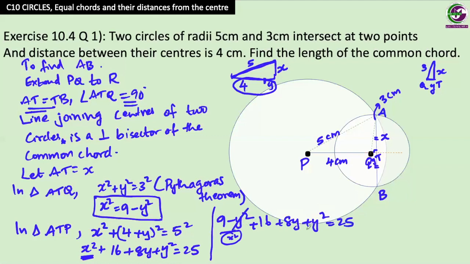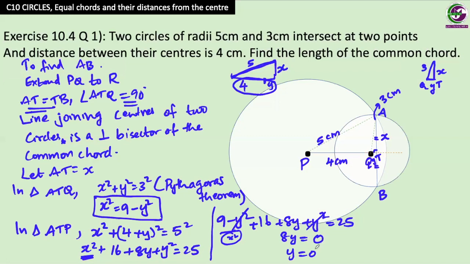Y square and y square get cancelled. 9 plus 16 is 25. When you move to the other side, it will be minus 25. So 25 minus 25 is 0, so y is equal to 0. Y is equal to 0, which lets us know that the points Q and T are the same. There is no distance between them, which means the point is C.